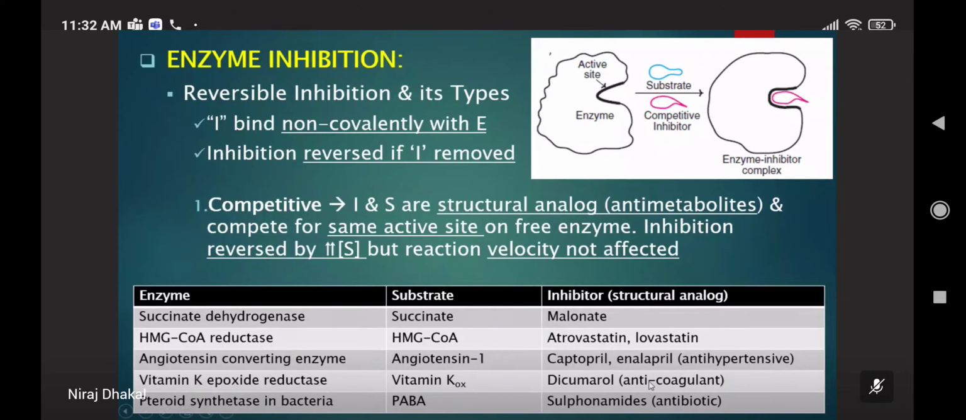And another is folic acid synthesis in bacteria. This is required for the synthesis of folic acid, and para-aminobenzoic acid is the usual substrate. But in the presence of inhibitors like sulfonamides, which are widely used as antibiotics during bacterial infection, they will competitively inhibit the synthesis of folic acid. In the absence of folic acid, there is no synthesis of nucleic acid. In the absence of nucleic acid, bacteria do not survive. So this is an example of competitive inhibitor.